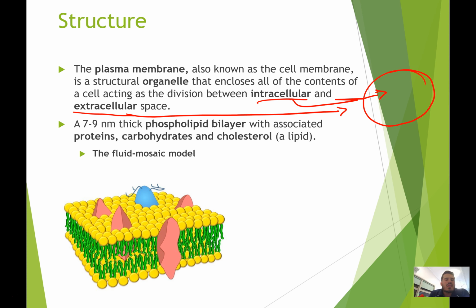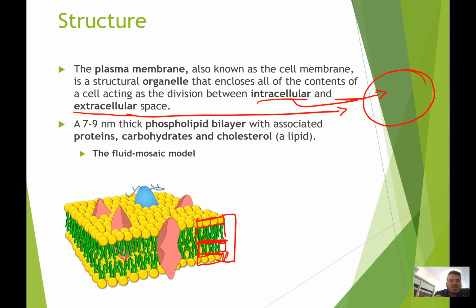Usually we can't see it with the light microscope. It's what we call a phospholipid bilayer. As you can see here, we've got yellow heads and green tails, so that's one layer. And then here we've got green tails and yellow heads. We've got two layers, so it's a bilayer. And these are phospholipids, by the way.